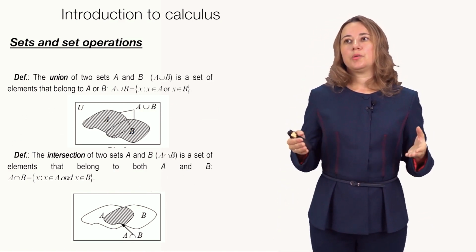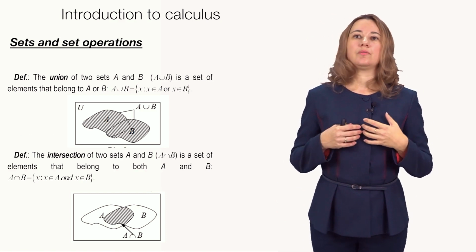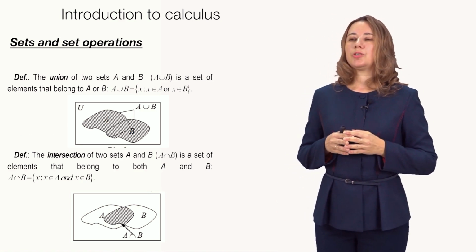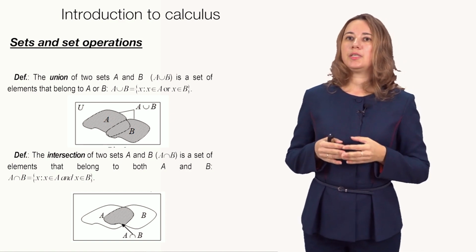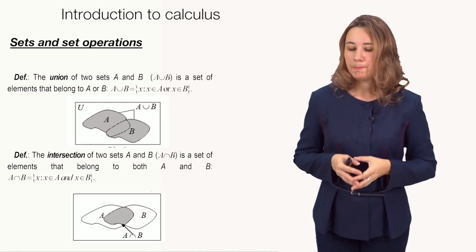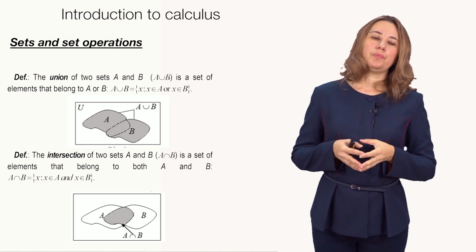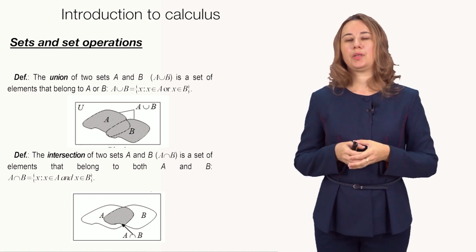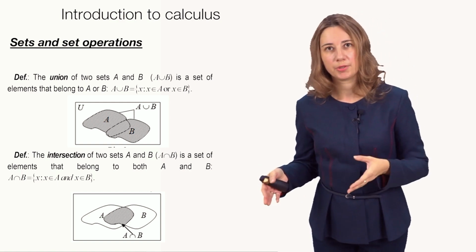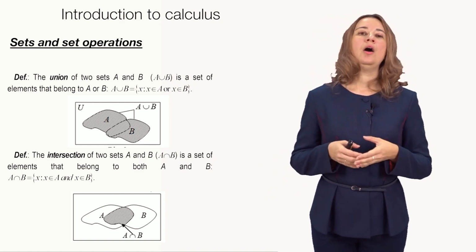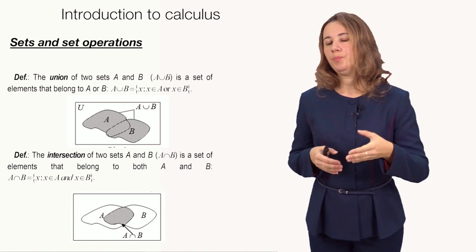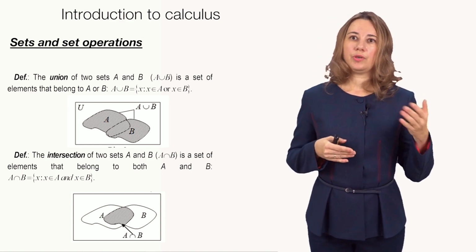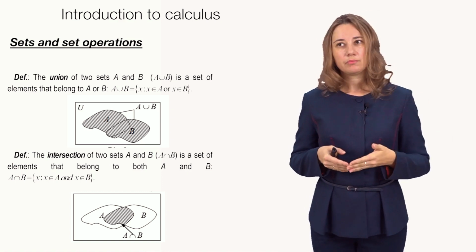Now, let's talk about set operations. And the first operation is the union of sets. Well, let's give the definition for the union of two sets. The union of two sets, capital A and capital B, or A union B, is a set of elements that belong to A or B.